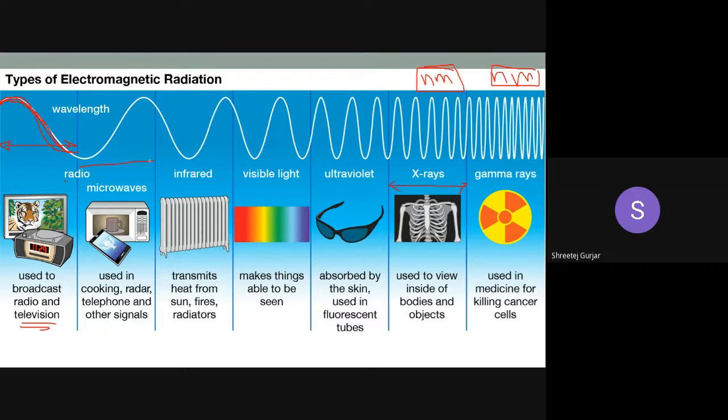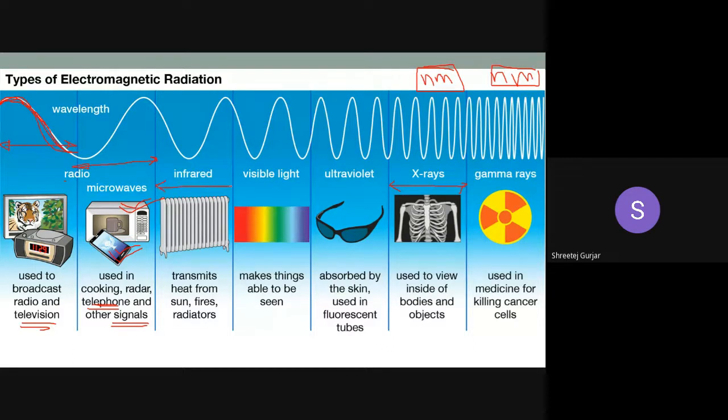Then coming to microwaves, the wavelength is very similar, but slightly smaller than radio waves. All of us know microwaves are used in microwave ovens. They are also used in mobile phones. Telephone and other signals are also passed by microwaves. Their wavelength is also large compared to other things.